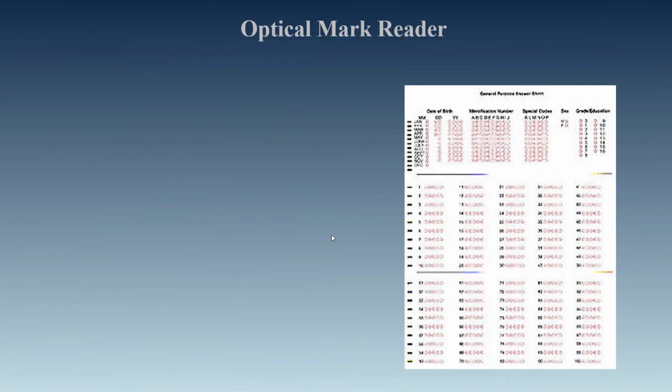Next is OMR, optical mark reader. On the right hand side, this is the answer sheet or response sheet of a candidate giving an entrance exam. Here the person has to select among multiple choice questions. There are 4 options given and only one is correct.